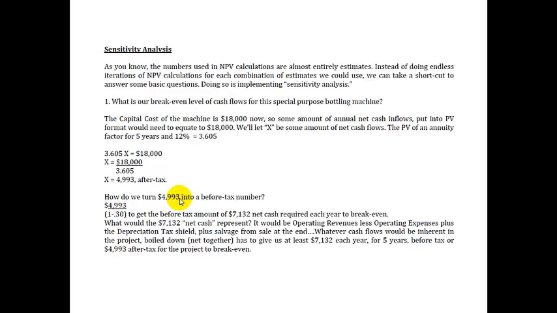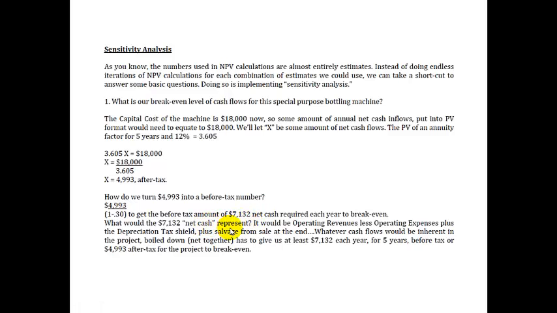Before tax. I'll let you just think about that. The numbers given to us in the problem up above are all before tax numbers. So I'm going to take this after-tax number and put it before tax. How would I do that? Well, I would need to divide by 1 minus 0.3, so 70%, to get the before tax amount of $7,132 of net cash required each year to break even.